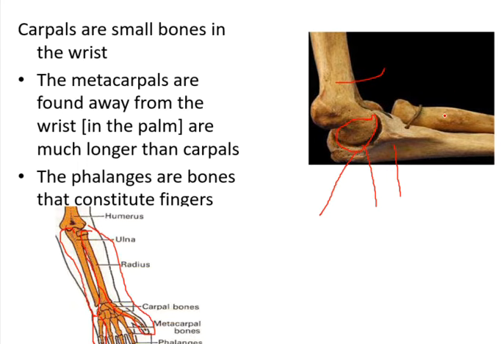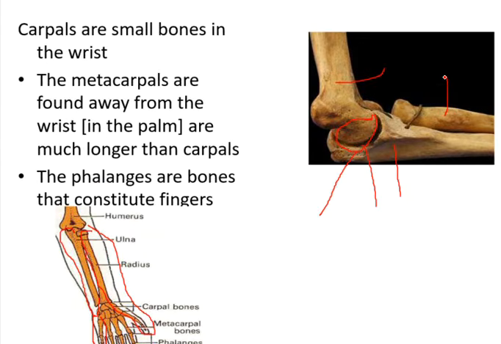Maybe for emphasis or repetition, this upper bone is called the radius, and it is attached onto the ulna, found on the upper side, and it ends with the thumb.